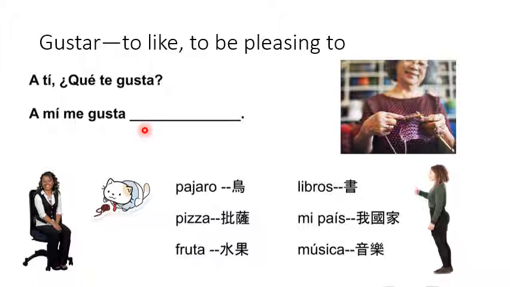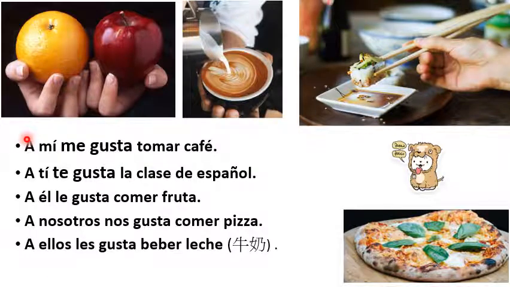Okay? 好,多练习一下, huh? A mí me gusta mi país, right? I like my country. A mí me gusta tomar café, right? I like to drink coffee. Remember the verb tomar. That can mean either to drink or to take, right? To drink or to take. 好,这些句子跟着念. A mí me gusta tomar café.